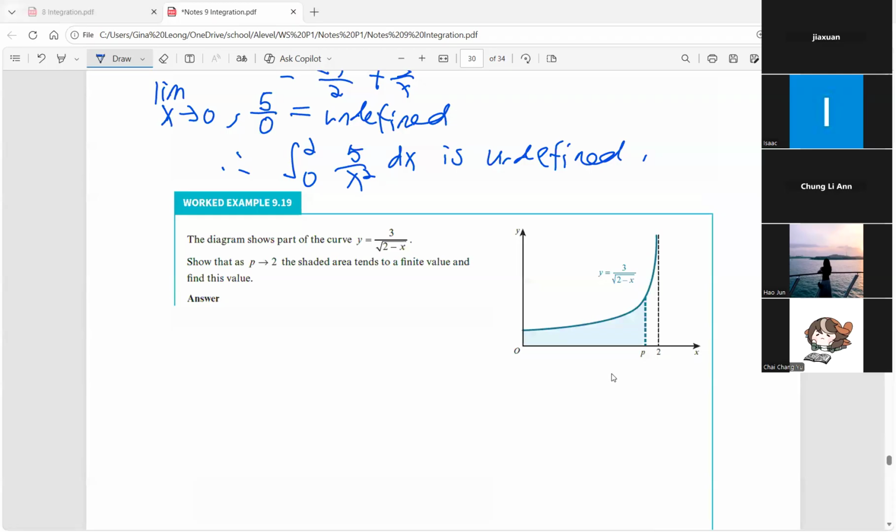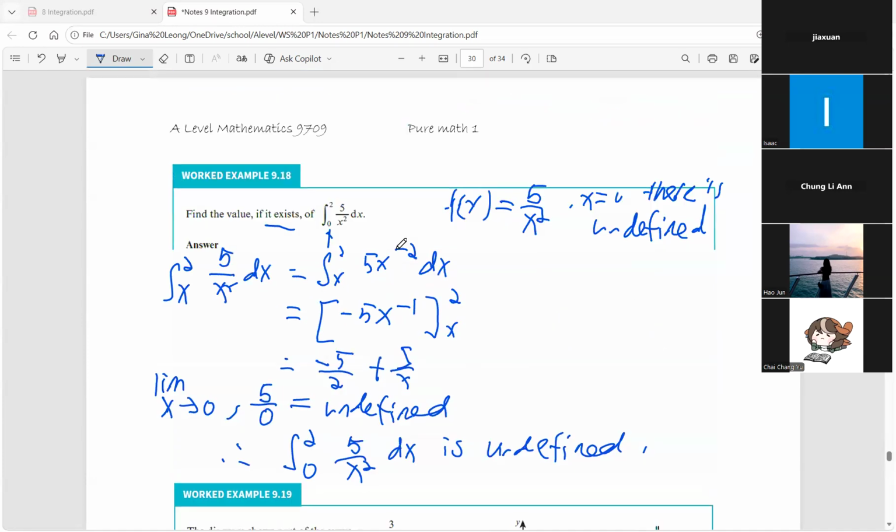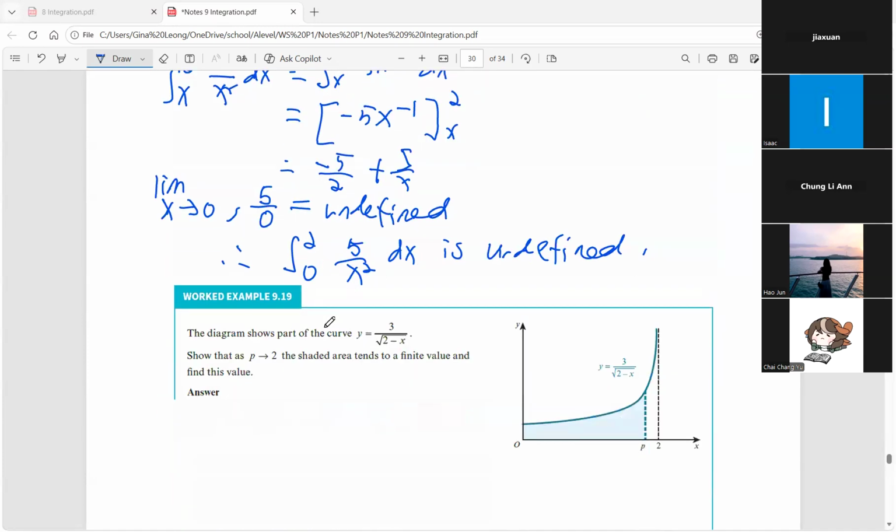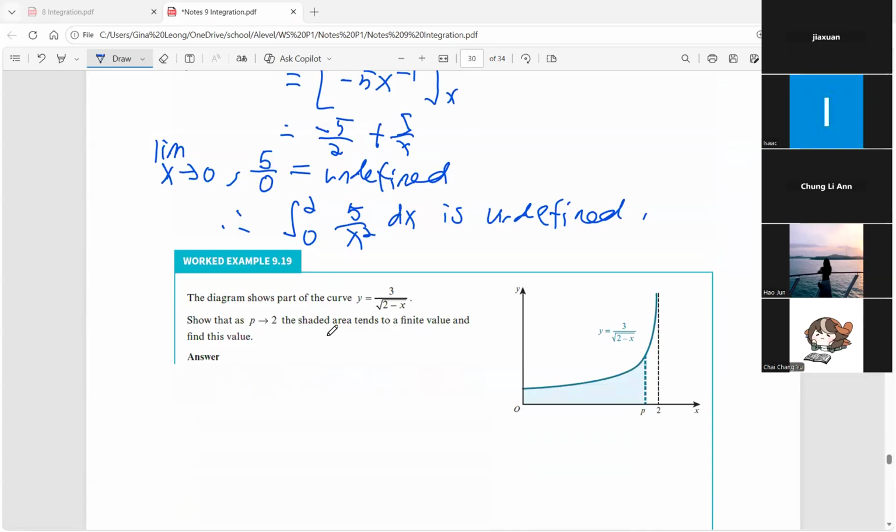Okay, this one, he gives you this equation. He said to show that as P approaches 2, you can see here the bottom is not 0, he put 2. The shaded area tends to a finite value, meaning that it will have a value. Okay, this one has a value. So I put the same case.